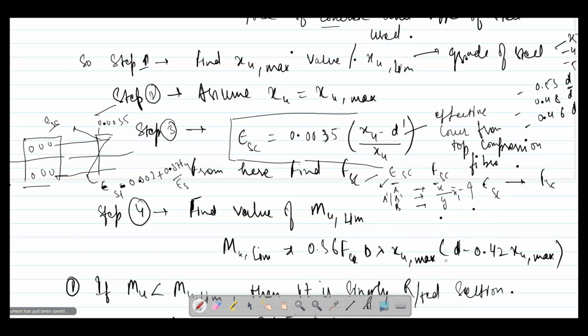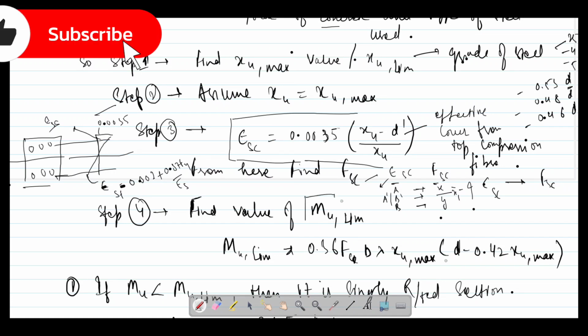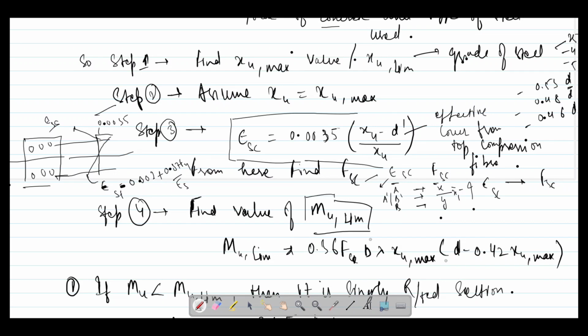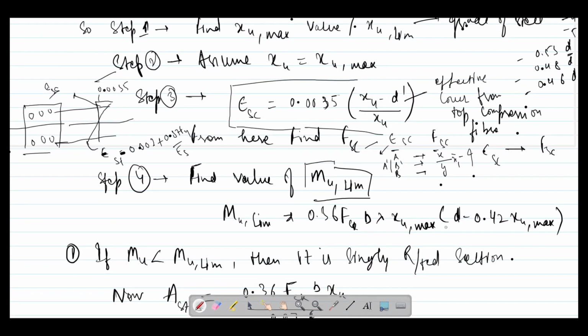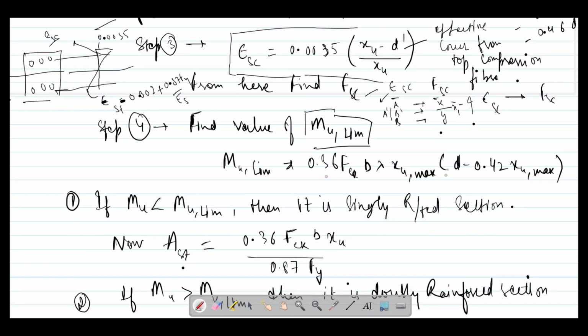Now after calculating the stress in steel in compression value, that is FSC, we'll move towards the fourth step, in which we'll find out the MU limiting value. From this value we'll get to know whether the section is singly reinforced or doubly reinforced. Now there are two conditions. After calculating this MU limiting value by this formula, that is 0.36 fck B XU max (d minus 0.42 XU max), we'll get to know two conditions. That is, if MU limiting, that is the bending moment.